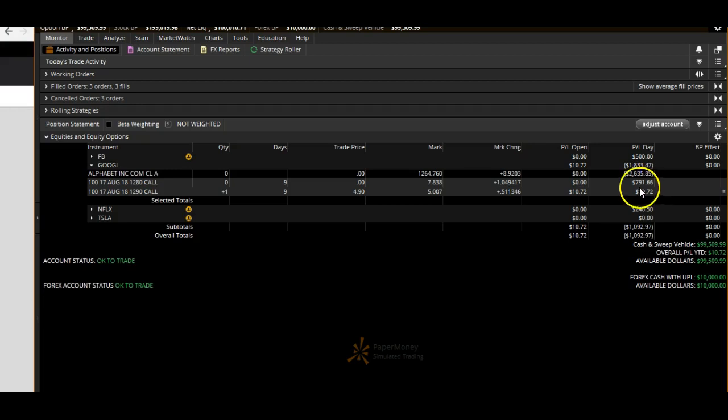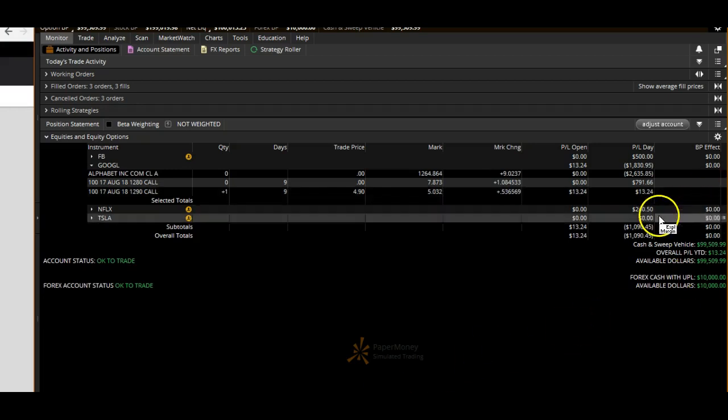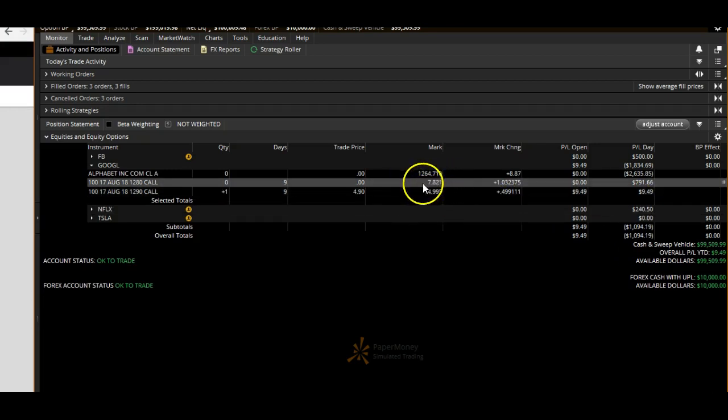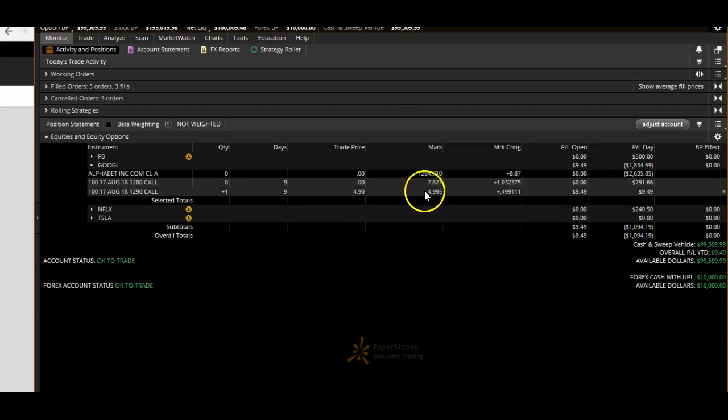Now what I'm going to do is keep the screen on, and I'll keep it running for a few minutes to see how much we can make from this particular trade. Okay. So you can see here it's fluctuating because the market rate is fluctuating. We bought at $4.90. Right now it's on the market for $4.99, and this is how much we've made.